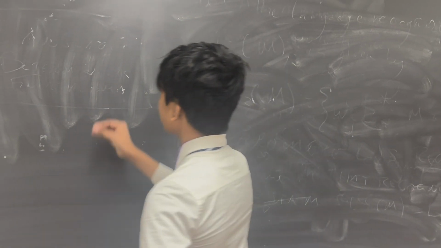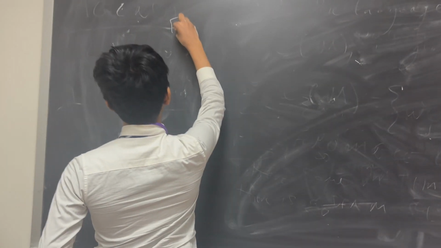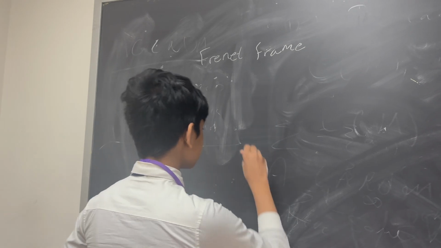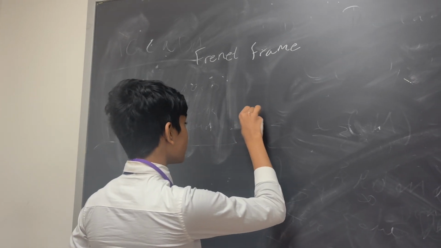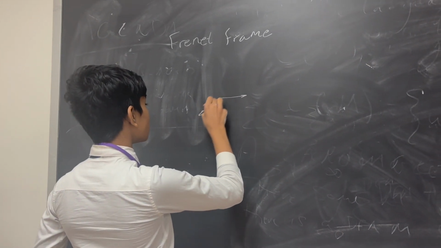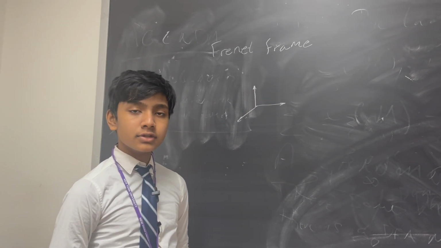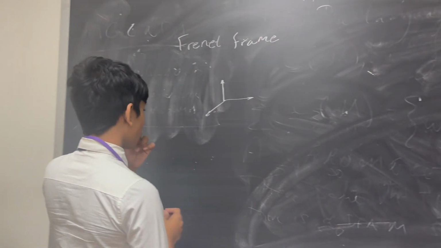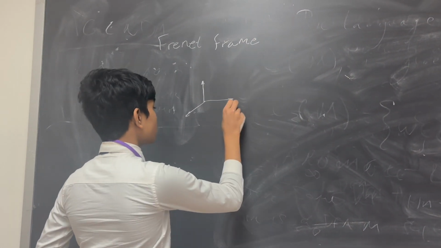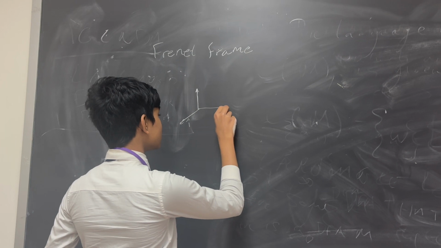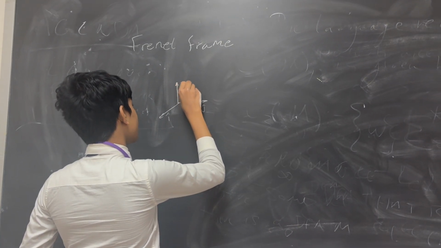Today, we'll be talking about the Frenet frame. Well, when we deal with normal objects in 3 dimensions, we typically use what we call an orthonormal basis. We have i in the x direction, j in the y, and k in the z.